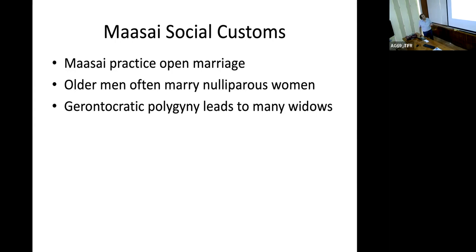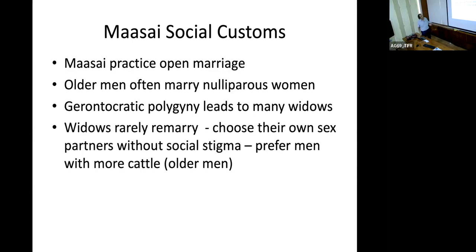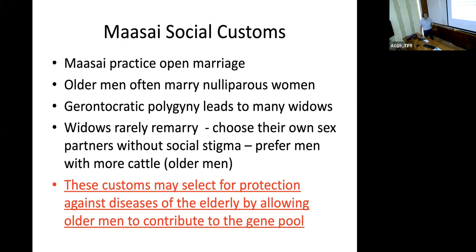And so because you get married to an older man, you will get many widows who will then look for somebody old so basically cattle remain in the family, people don't count. So widows will choose partners without stigma, and they prefer men with more cattle, older men. So as a result, this can select for protection against diseases of the elderly, because it allows older men to contribute to the gene pool, which normally we don't.